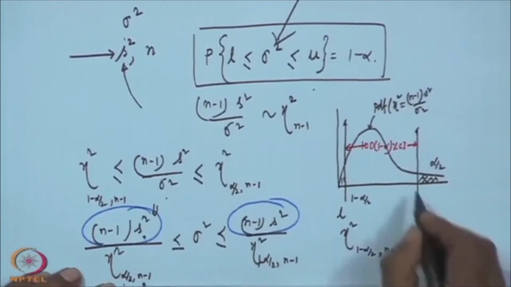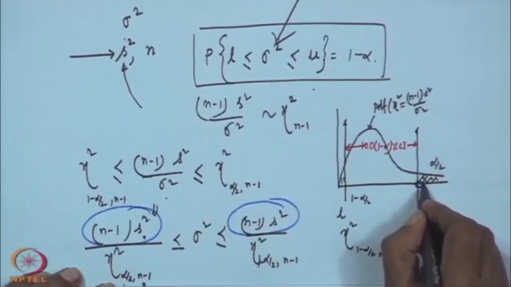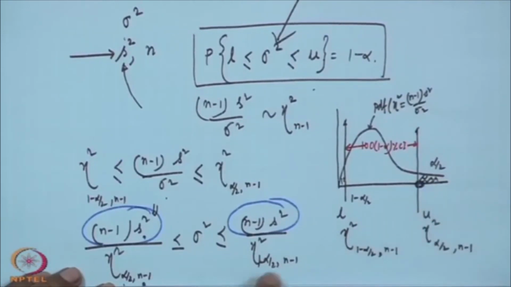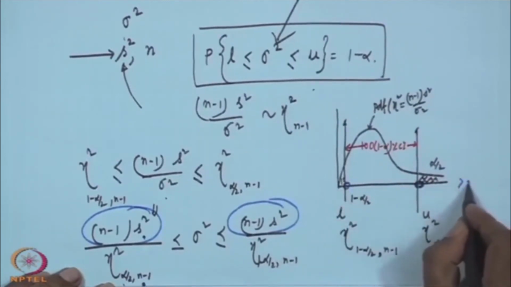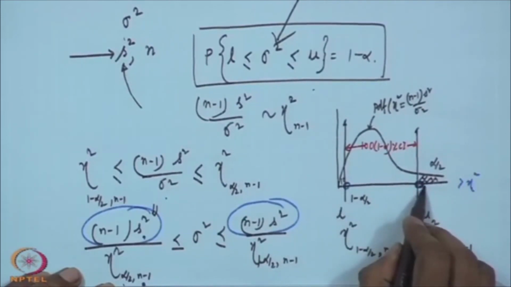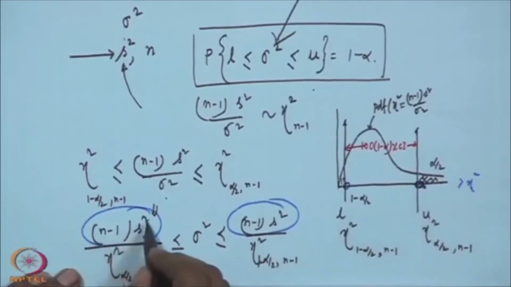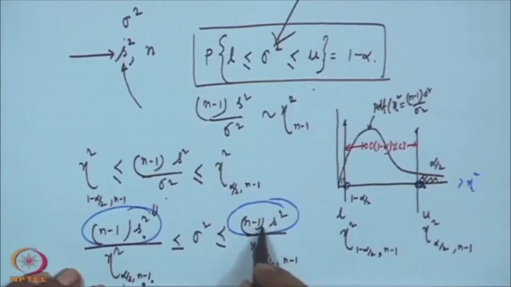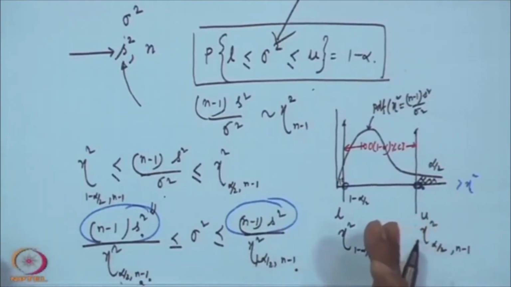What value is this? This is this value, and on the right hand side this value is the other one, and you can find out from the chi-square table. So, definitely this value is less than this value. That means n minus 1 s square by chi-square alpha by 2, n minus 1 is definitely less than n minus 1 s square by chi-square 1 minus alpha by 2, n minus 1, and that is the interval.